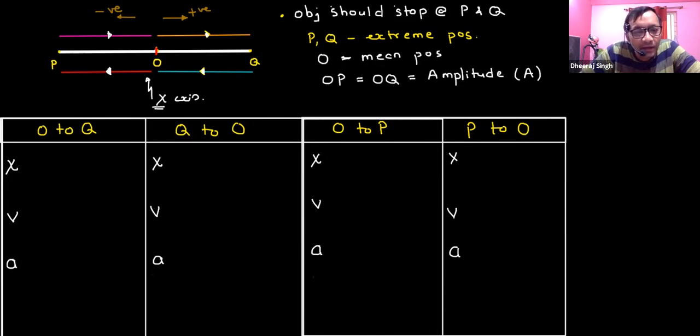X will be greater than zero. All right. Now, what about velocity? Velocity direction, positive or negative? Positive, it is also on the right hand side, greater than zero. Now talking about acceleration, should it get decelerated or accelerated when you go from O to Q? It has to stop at Q. It should get decelerated. So acceleration is in the opposite direction of the velocity. If velocity is positive, acceleration should be negative.